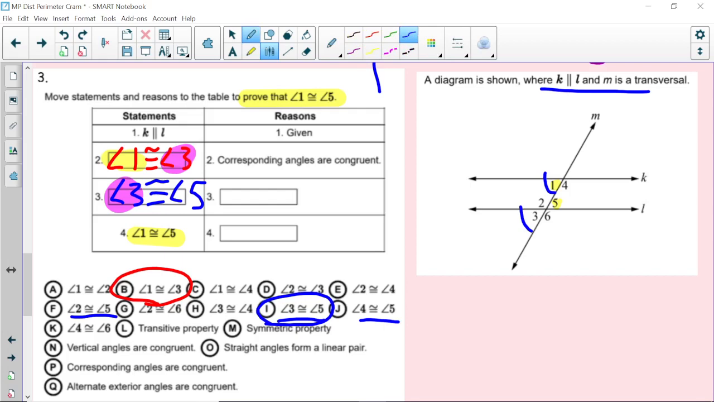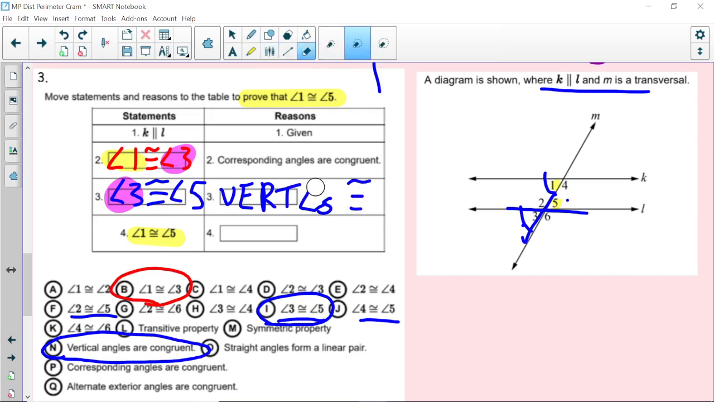So now we've got to think about the reason why we can say that. Angle 3, angle 5, it looks like they are across each other on this x. Well, that would be a pair of vertical angles. So that looks like this guy right here. Vertical angles are congruent. So vertical angles congruent. Let me redraw this angle symbol. So vertical angles are congruent.